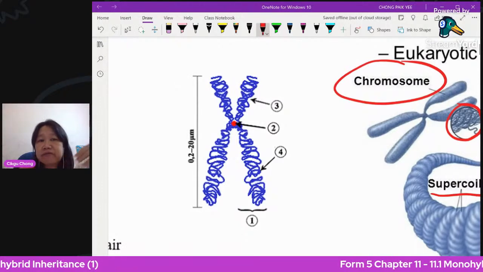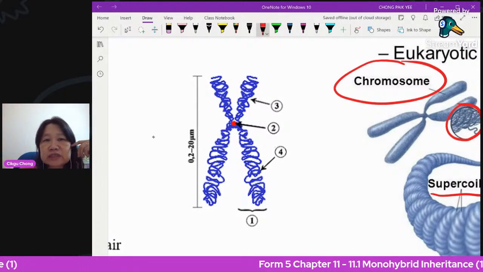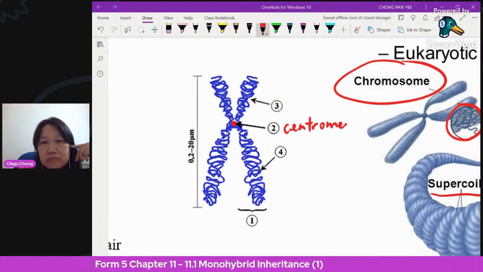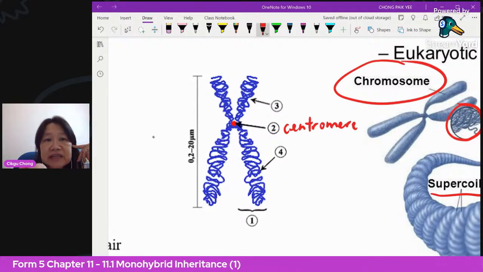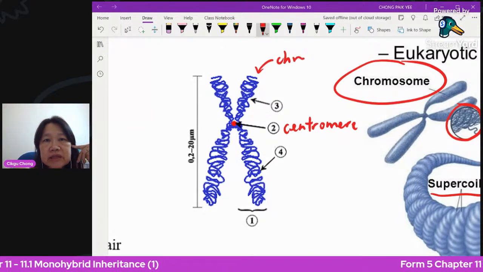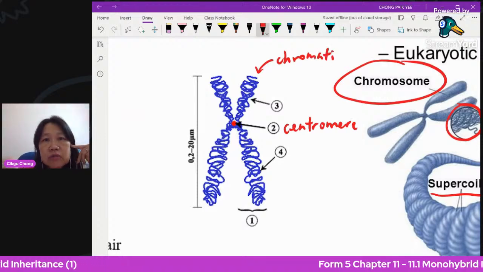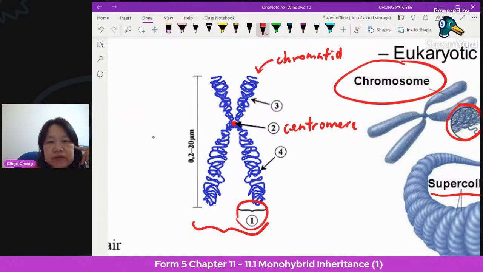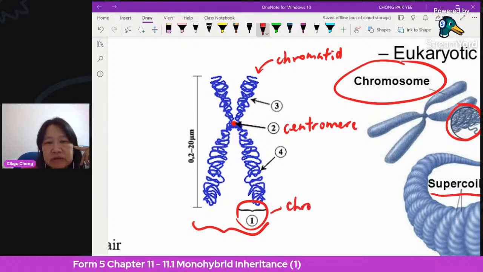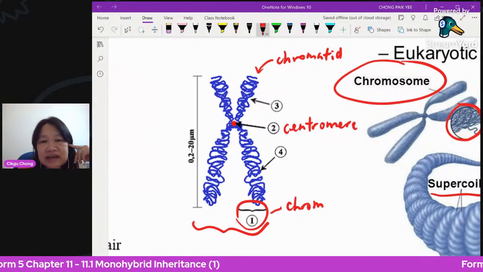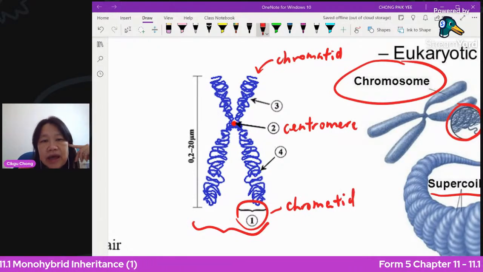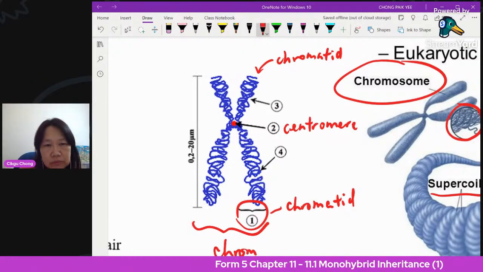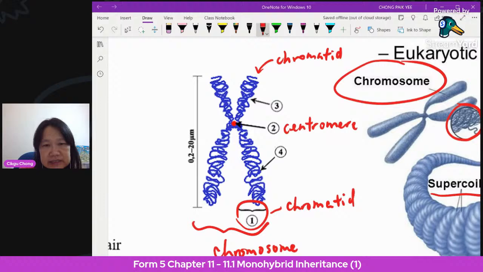If I were to magnify your chromosome, number 2 is the centromere. This is your centromere, and these are the chromatids. The strand here is called a chromatid. One chromosome, number one here means chromatid, we're referring to one only. I'm also revising chapter 6. So this is a chromatid, and the whole structure is known as a chromosome. I hope you understand the difference.